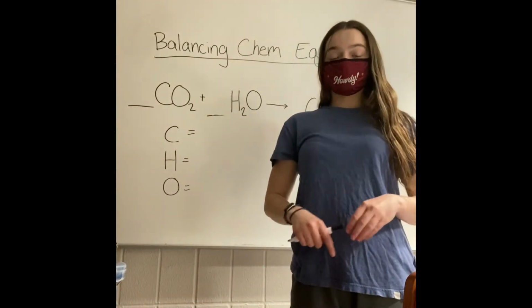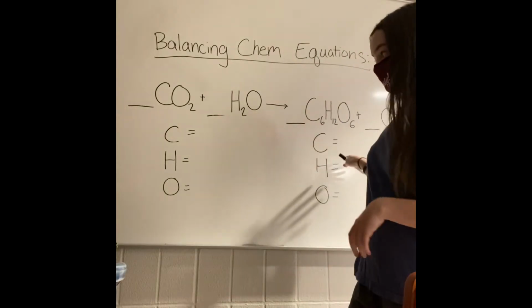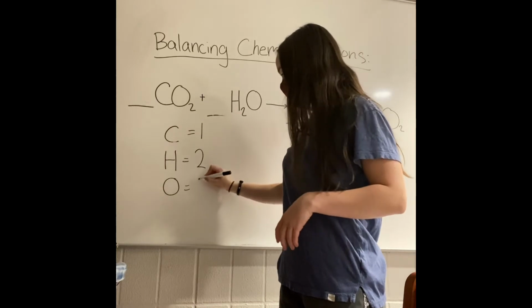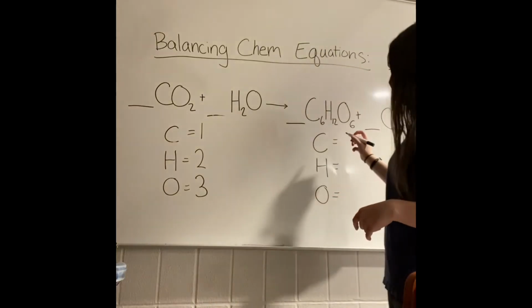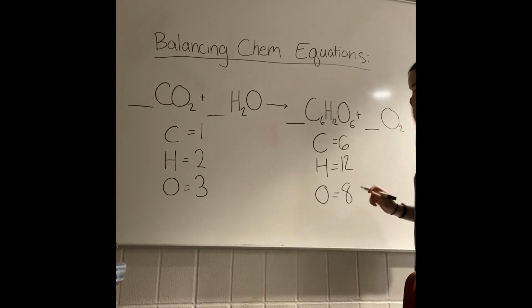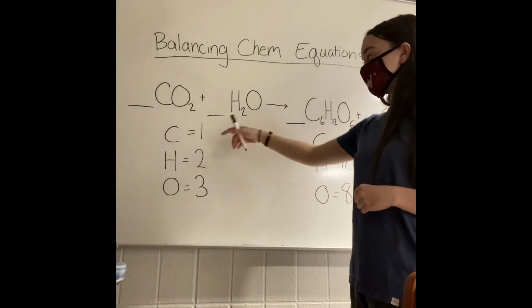We can start off balancing the equations by figuring out the number of elements originally on each side. So there is 1 carbon, 2 hydrogen, and 3 oxygen on this side, and 6 carbon, 12 hydrogen, and 8 oxygen on this side. So we want them to equal the same, so we'll start with carbon.